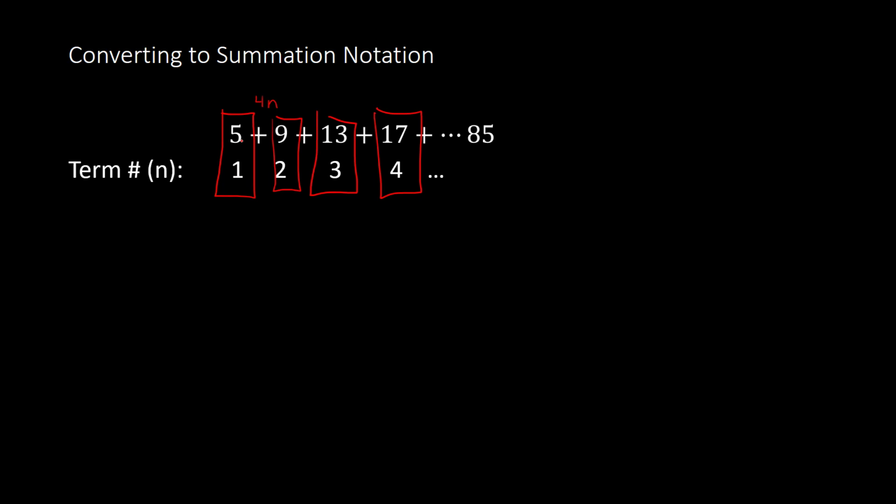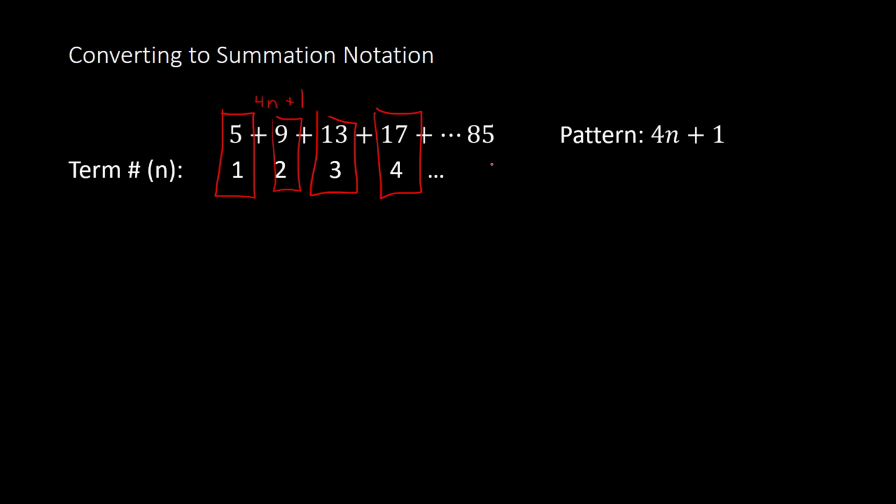Well, n is the term number. So looking at this first set of numbers, the 1 and the 5, 4 times 1 gives me 4, but what do I need to add to that to give me the 5? Well, add 1 to 4 to get 5. So the pattern vertically, if I take 4 times 1 plus 1, I get 5. 4 times 2 plus 1 gives me 9. 4 times 3 plus 1 is 13, and etc. So the pattern vertically is 4n plus 1.